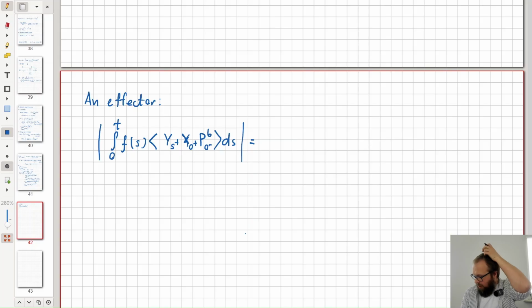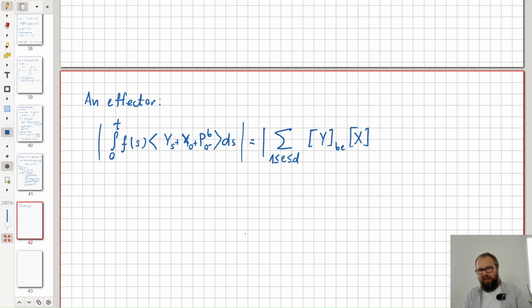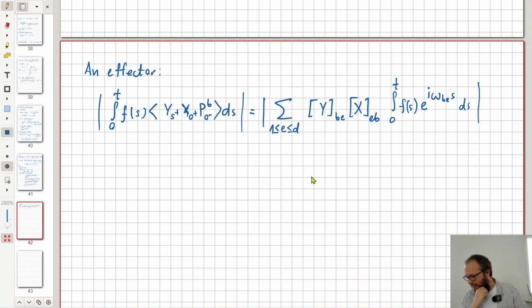So this would then be equal to the sum over E that goes over all the energy levels, of Y_BE, X_EB, and an integral of f(s) e^{iω_BE s} ds. So the frequencies, it's Fourier-transform-y stuff that is going on. So that's one step.